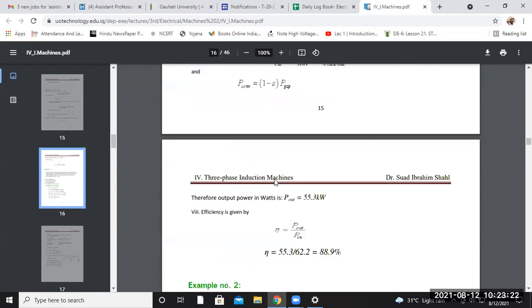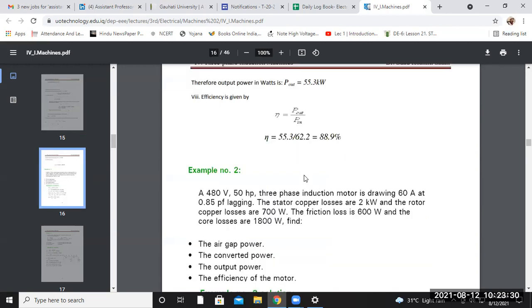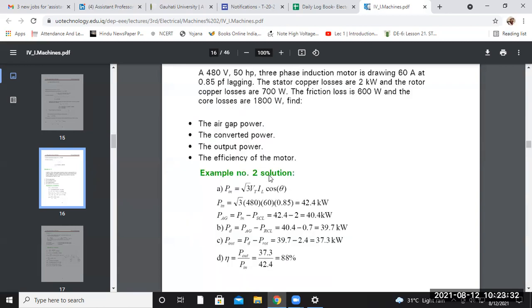Then there is the converted power, which is related by the formula 1 minus slip into air gap power. We would have to find the value of the slip in this question also. There is another formula for the converted power: air gap power minus rotor copper loss. We have the air gap power as 40.4 kilowatt.